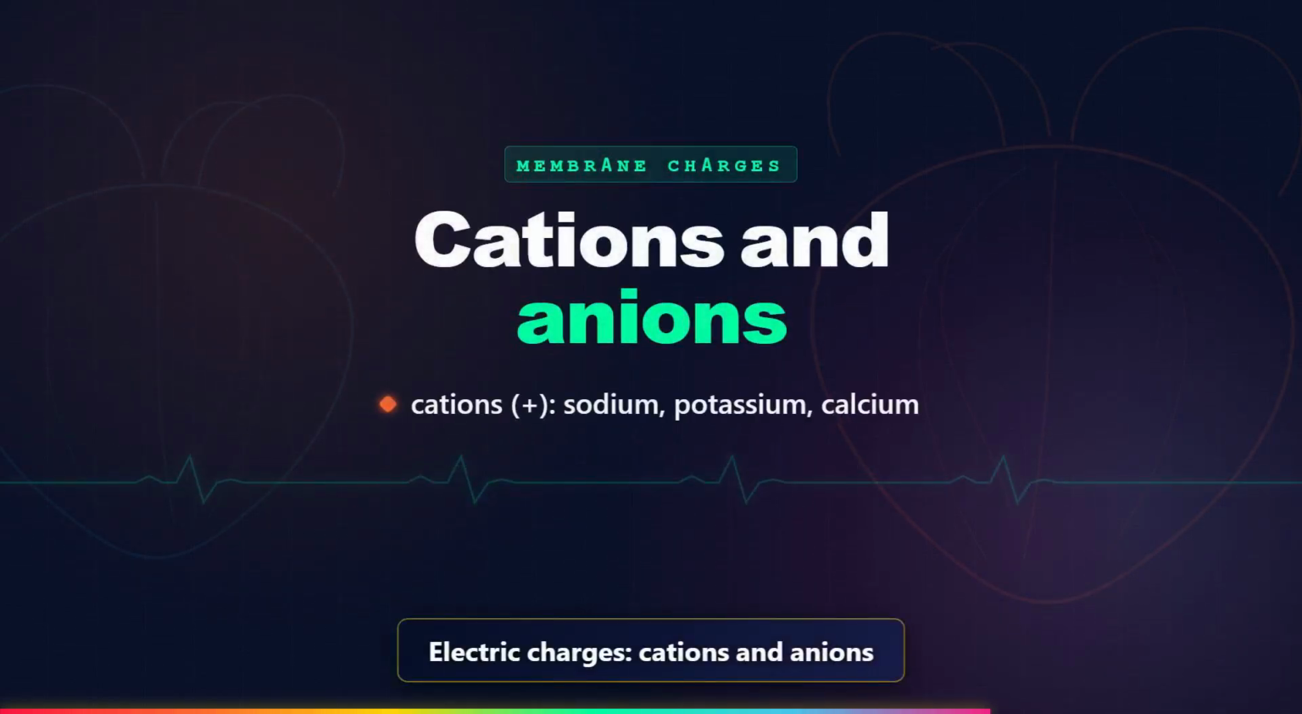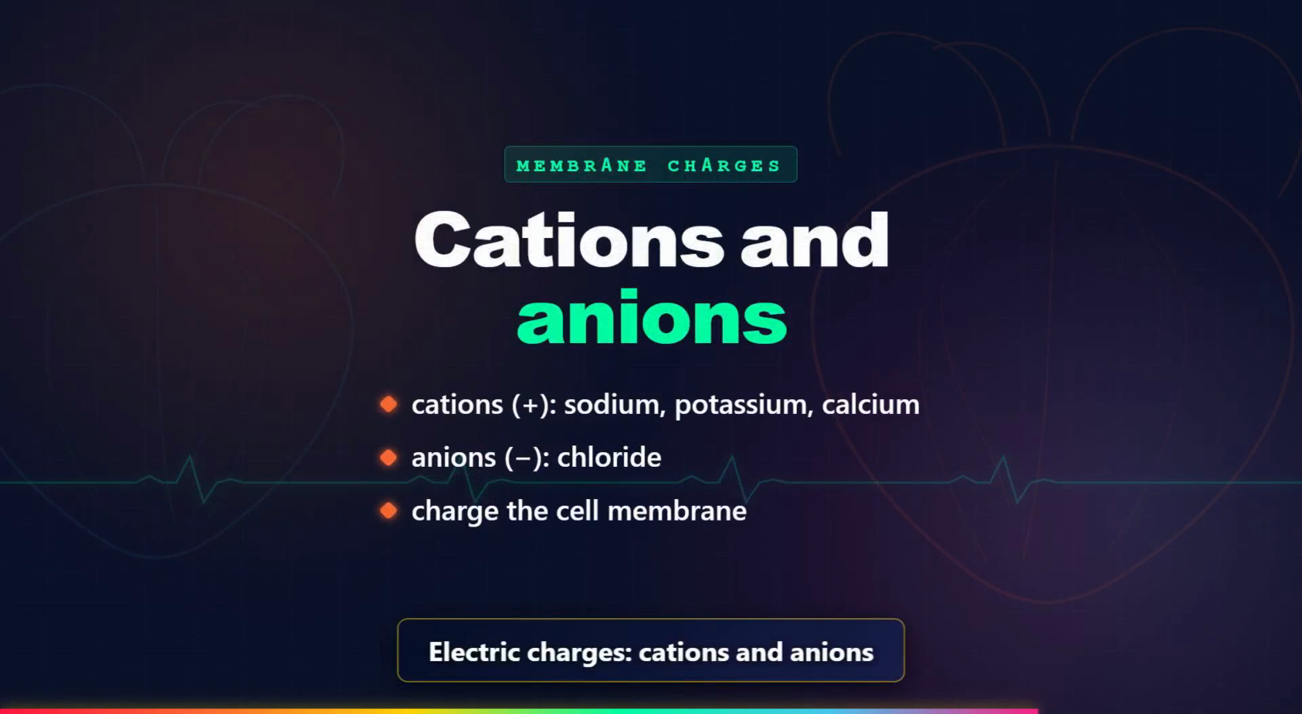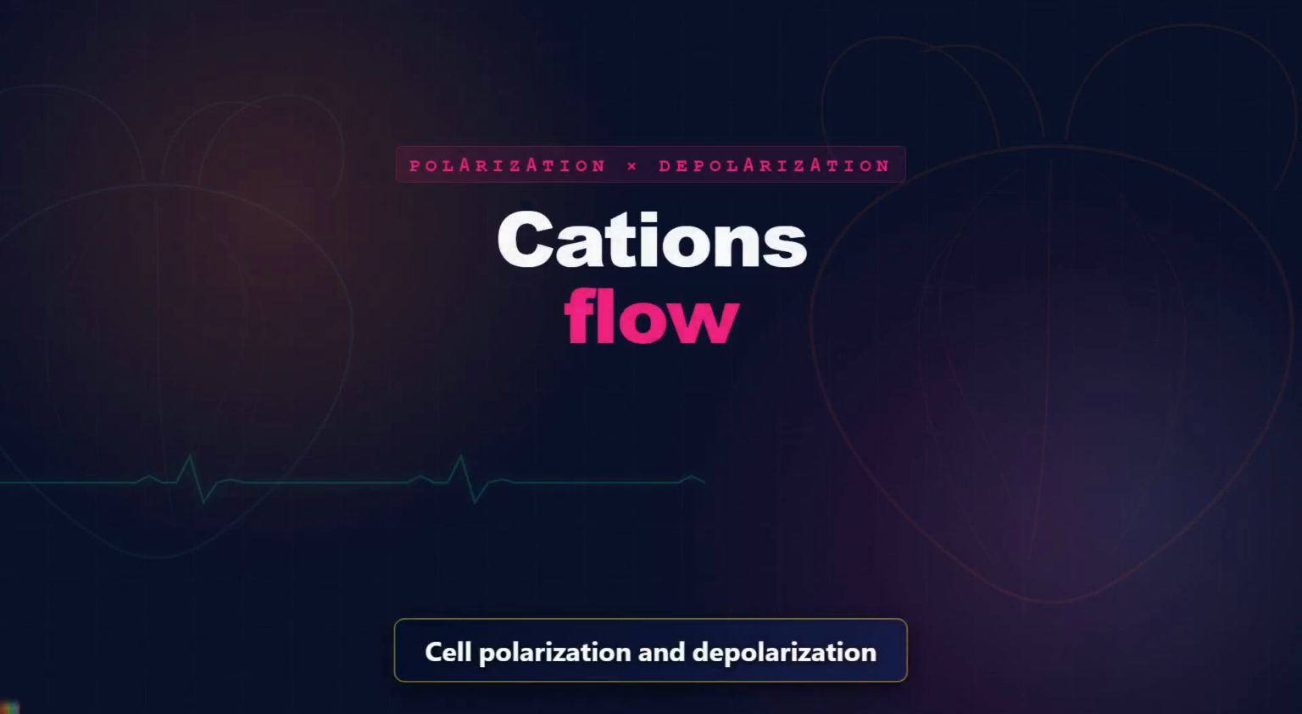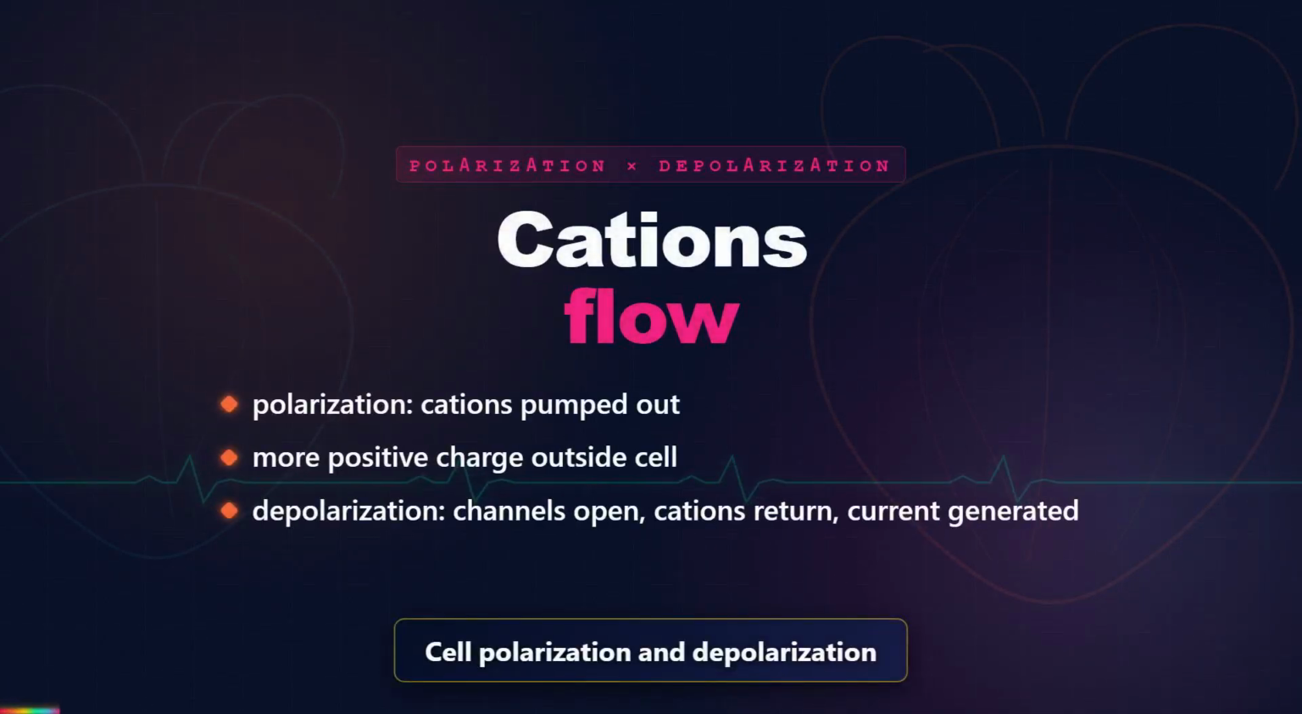Let's understand the electrical mechanism. Some substances carry electric charges. Cations are positively charged atoms, sodium, potassium, calcium. Anions are negatively charged, like chloride. The SA node generates current through the movement of cations across the membrane. Cations are pumped out of the cell in the polarization process. When channels open, cations flow back to balance the charge. That's depolarization, and it generates the current that triggers contraction.